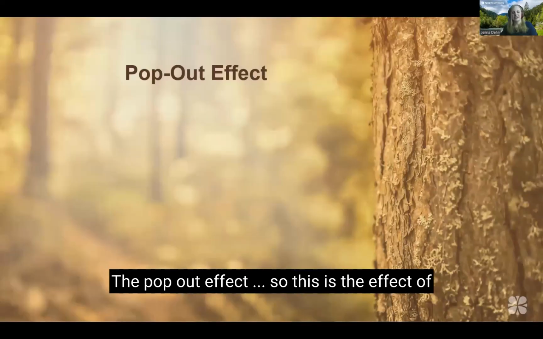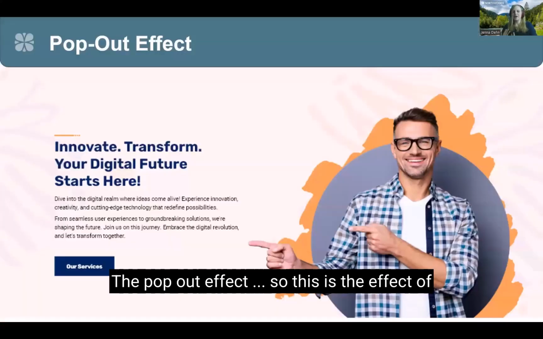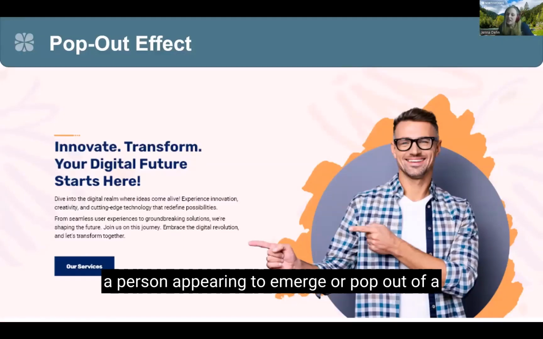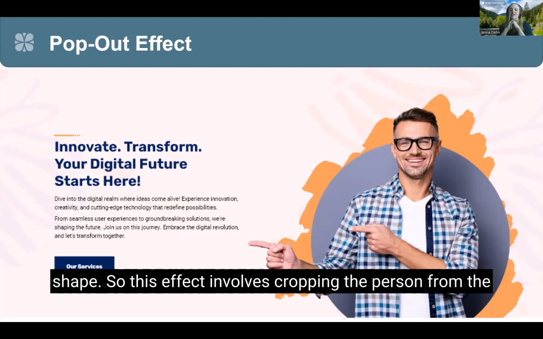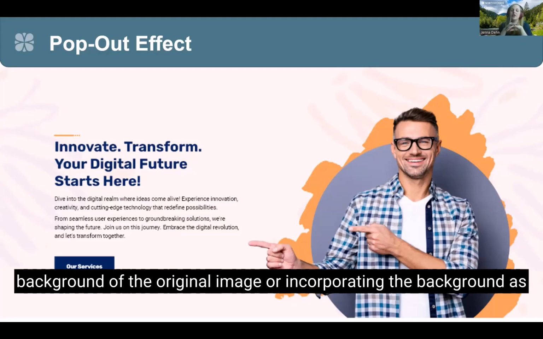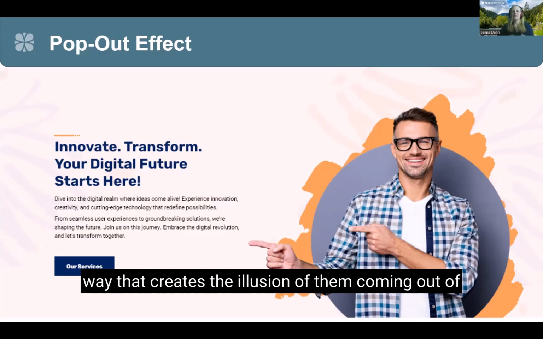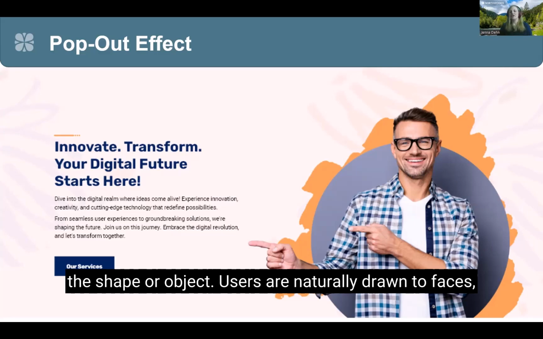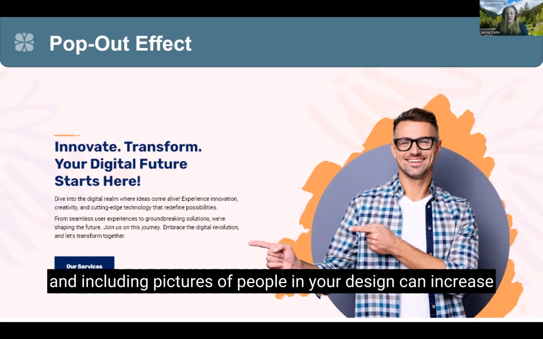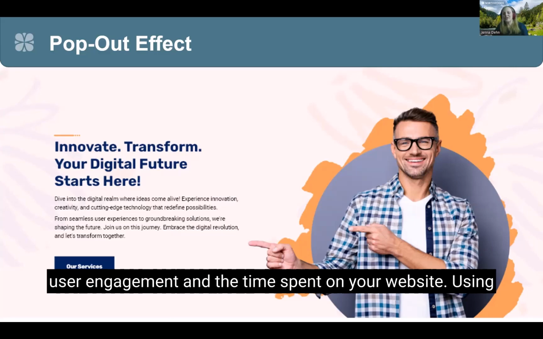The pop-out effect. So this is the effect of a person appearing to emerge or pop out of a shape. This effect involves cropping the person from the background of the original image, or incorporating the background as part of the shape, and positioning the person in a way that creates the illusion of them coming out of the shape or object. Users are naturally drawn to faces, and including pictures of people in your design can increase user engagement and the time spent on your website.